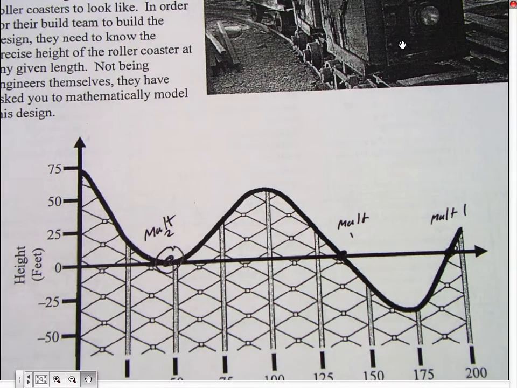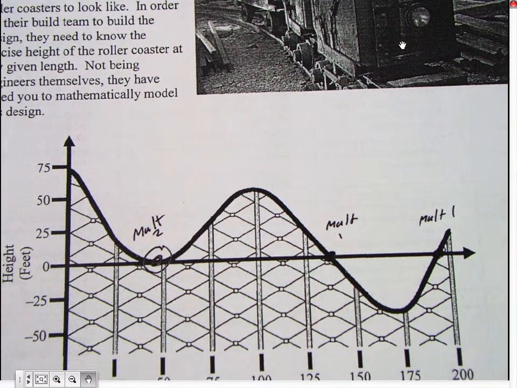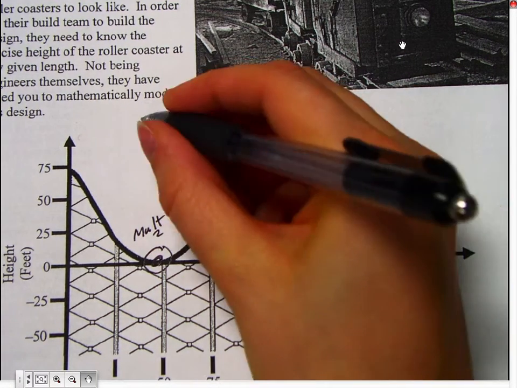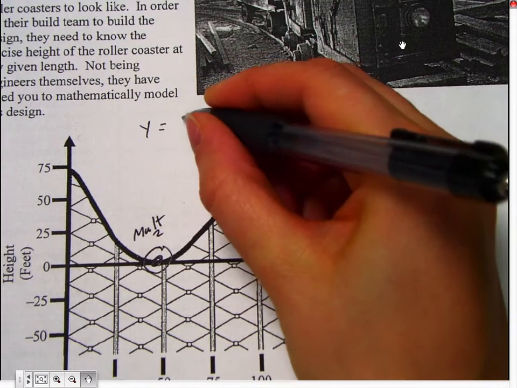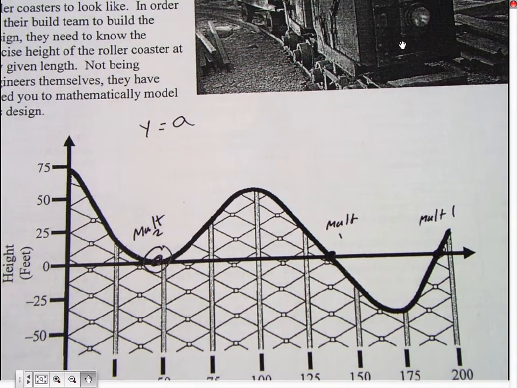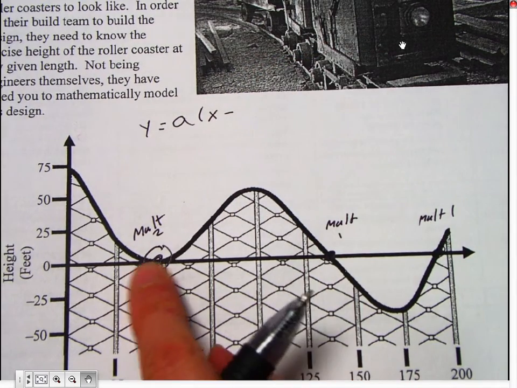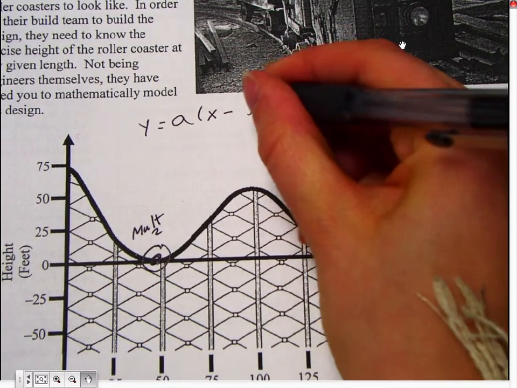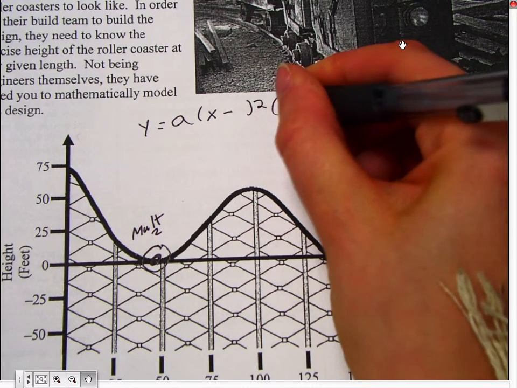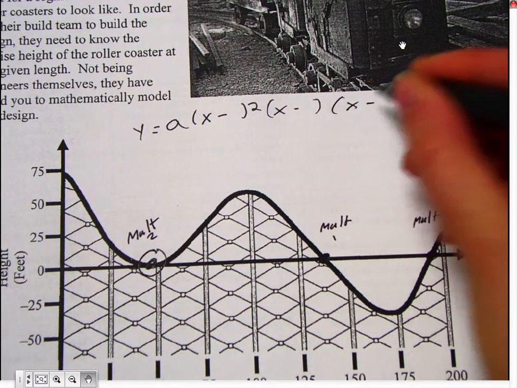All right? So, the next thing I want you guys to think about is how this equation is going to look. We know we're going to have y equals something. We're going to have an A. We don't know what that is yet, right? We have x minus something, because this is positive, squared, times x minus something, times x minus something.